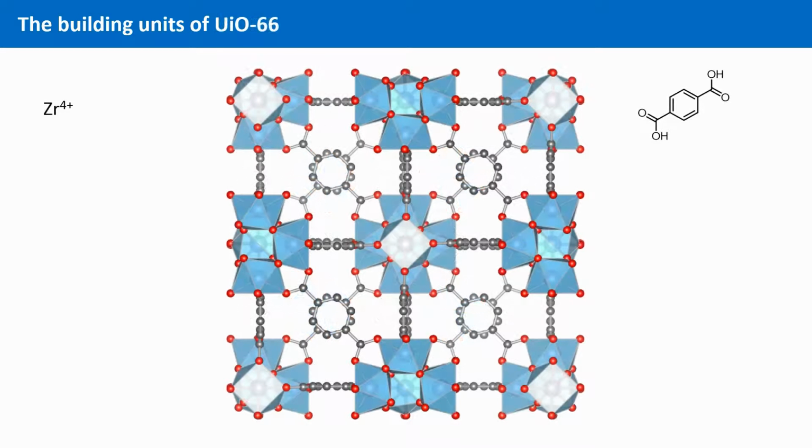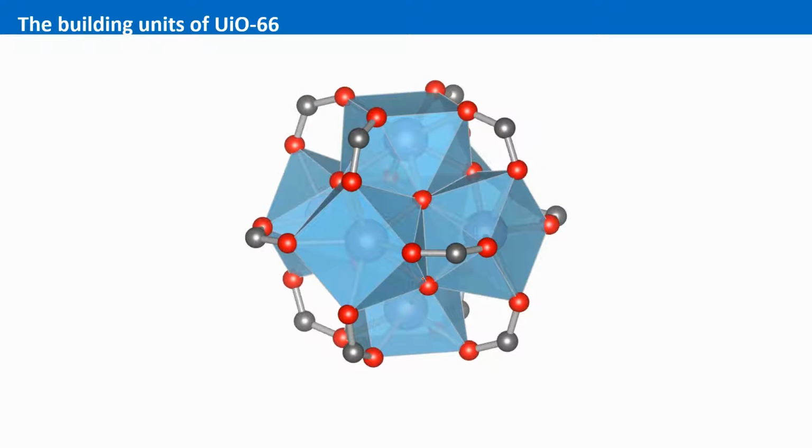Another completely different structure is formed when this very same terephthalic acid is combined with zirconium 4+ ions. This is the crystal structure of UiO66, a MOF that has been developed at the University of Oslo. In UiO66 we see these 12 connecting inorganic building units. This means that this building unit is connected to 12 other building units.